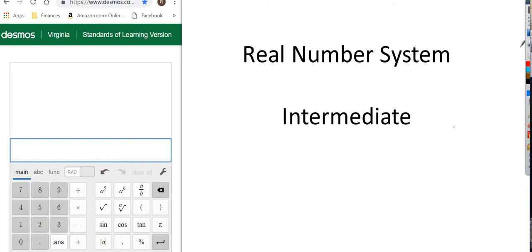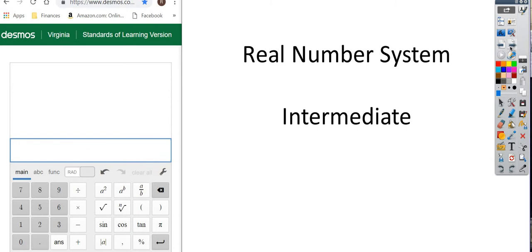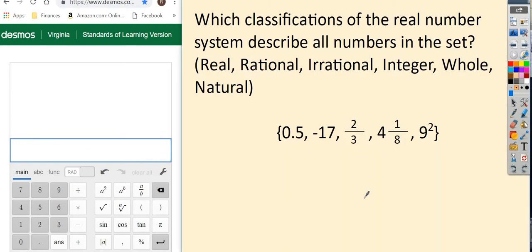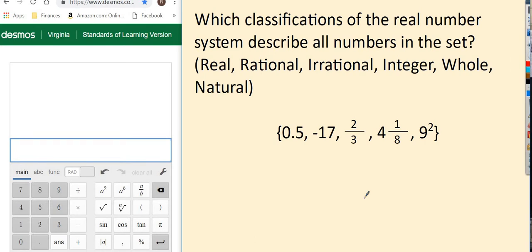This is the real number system intermediate video. So let's see what kind of questions we have here. It says, which classifications of the real number system describe all numbers in this set? So we're going to have to check and see what types of numbers we have here. So let's start with real. All of these numbers are definitely real, so we know that we have those set.